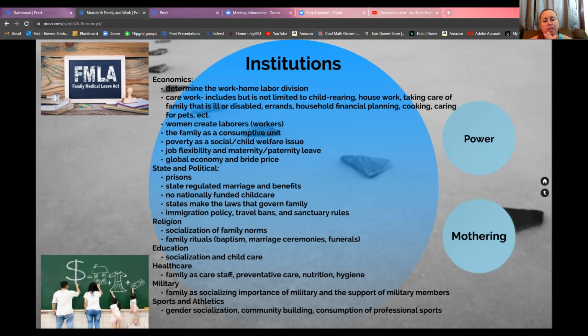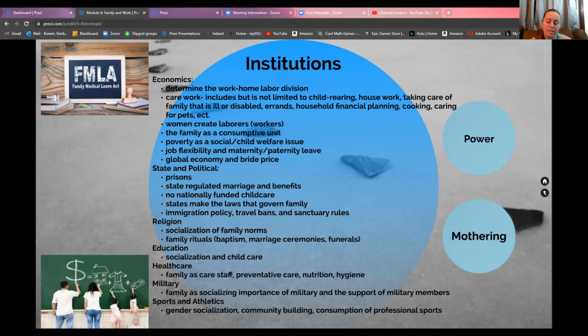So job flexibility, maternity and paternity leave, this is another way, and we'll get into that a lot in the next chapter. So we're not going to get into that a whole lot here. But it deals again with how economics are tied to the family structure. And then things like the global economy and the bride price, which is essentially, like in other cultures, there are specific amounts that one family will pay the bride's family in order to have that bride marry them. So essentially you're paying for that person with some kind of social or economic privileges.